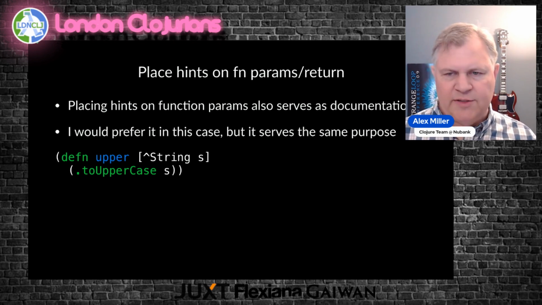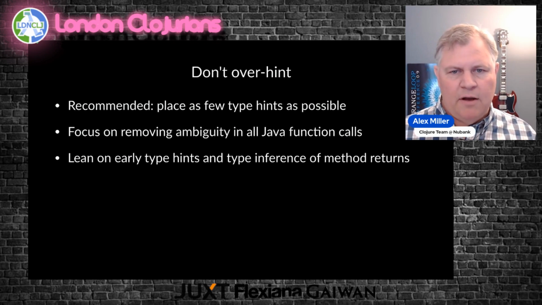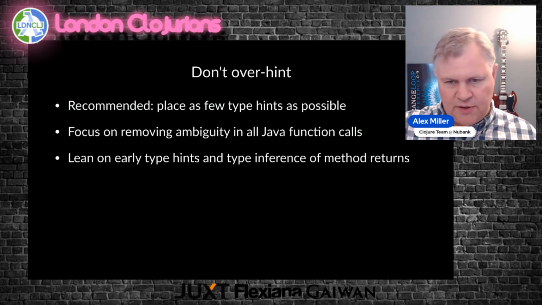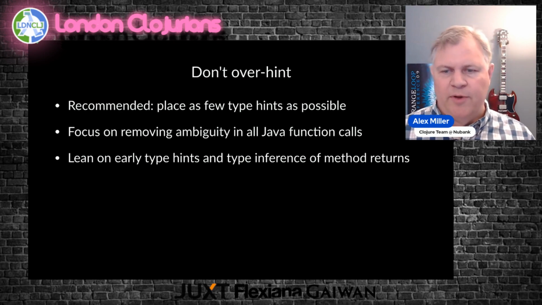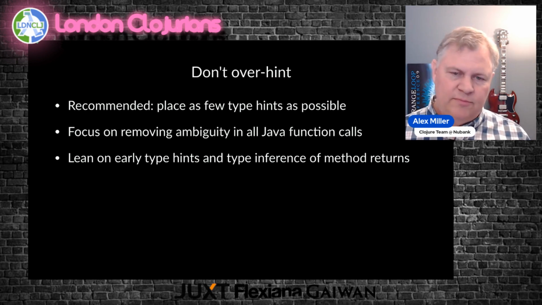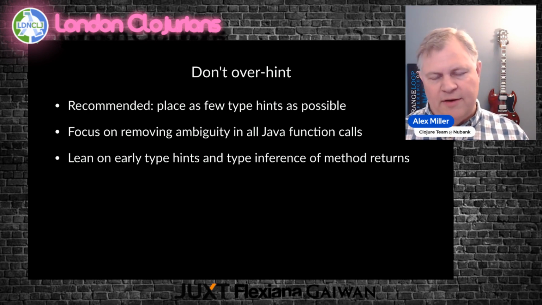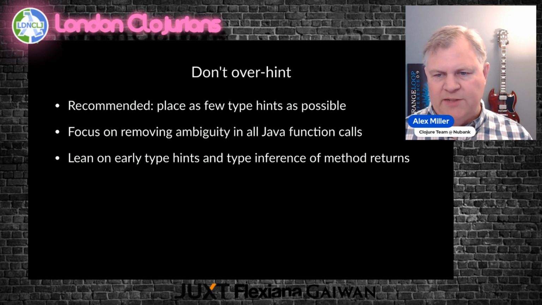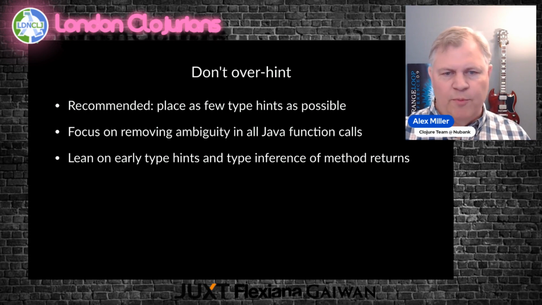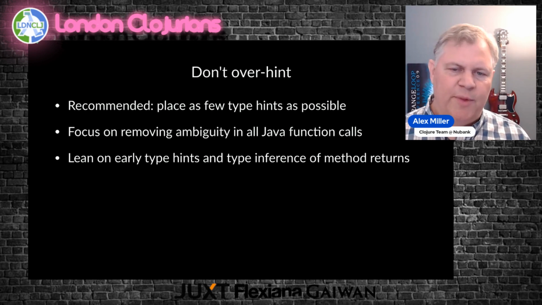The other case is also fine. You generally want to place as few type hints as possible. The Clojure compiler will track the return type of Java method calls. Once it understands which one you're trying to call, it knows what the return type of that is and can then use that as type inference for subsequent calls. So in general, just moving type hints earlier in the method will allow you to get maximum benefit from that. And the goal is to really remove ambiguity in all the Java function calls that you're making in the method.